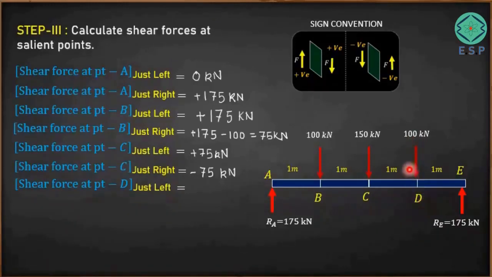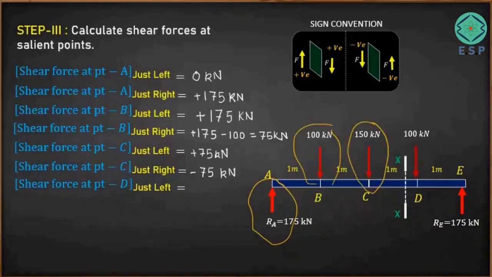So we will keep our reference plane XX just before point D, on the just left hand side of point D. So let's see, when you keep your reference plane just left of the point D, your reference plane is going to be here, and if you see here, the forces covered are same as in the previous case. So the same forces are going to come here, so the value is going to be the same, minus 75 kilonewton, because there is no other force coming into the picture.